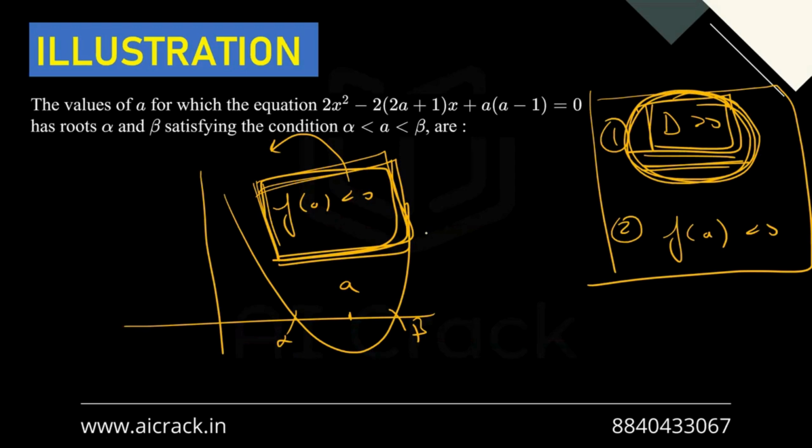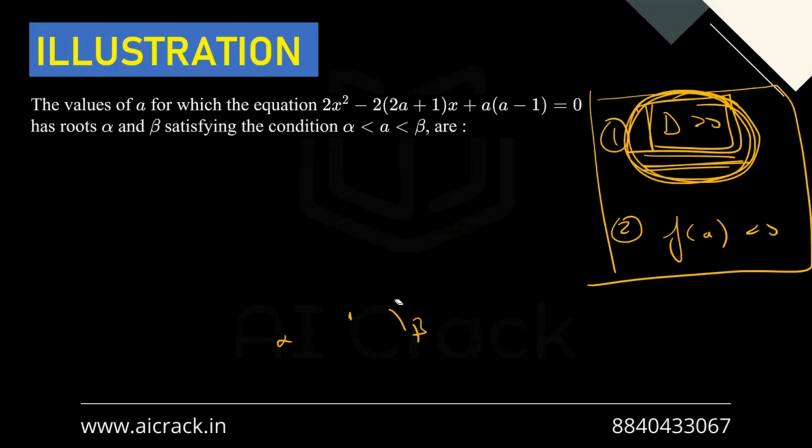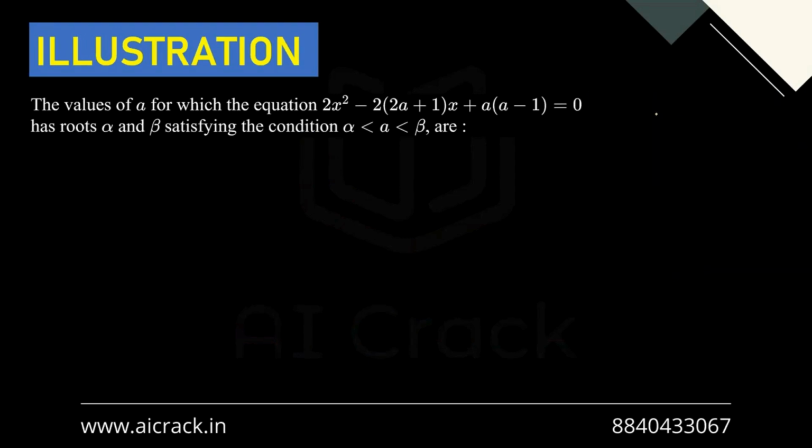And now let us move forward with this question. Our one and only condition is f(a) should be less than 0. Since we know that, let's apply this condition. We'll be getting 2a² − 2(2a+1)a + a(a−1) < 0. Okay, so we can take a as common.